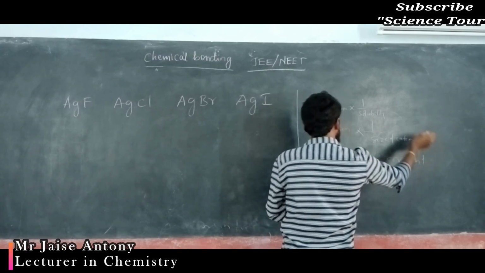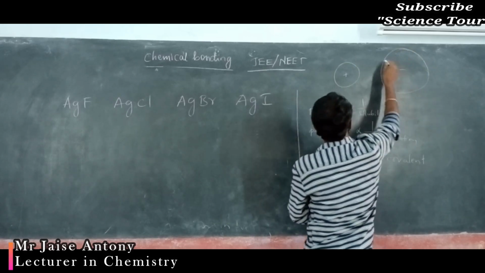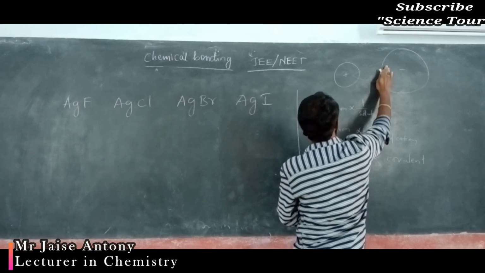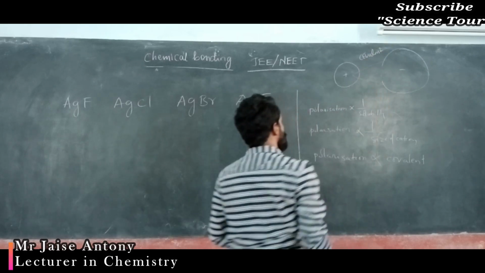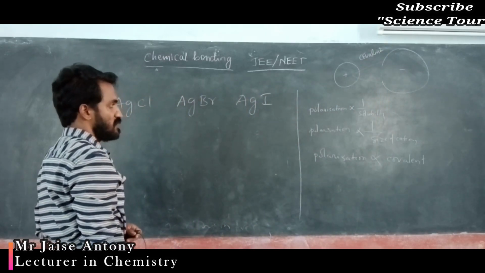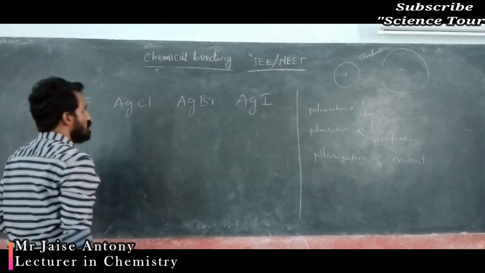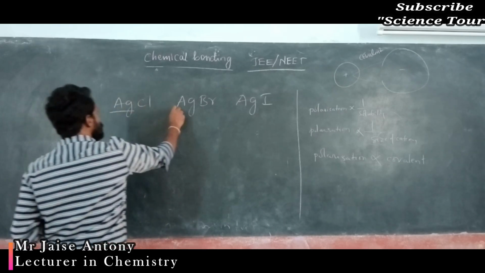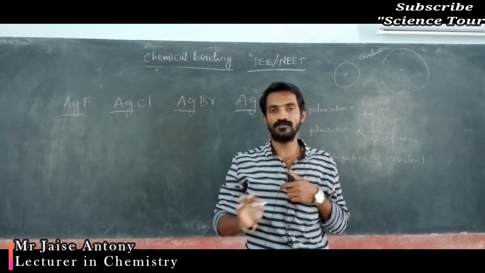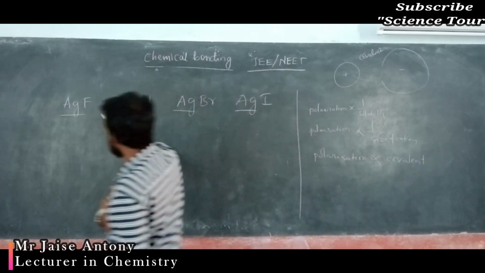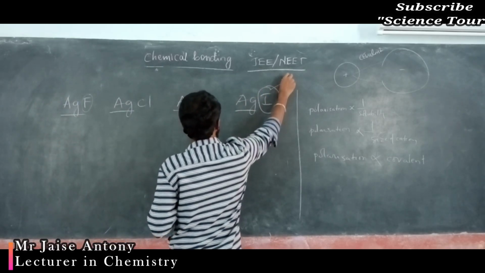That means this is the cation, and this is the anion, bigger in size. The more the polarization, the more the covalent nature. That is actually given. So by seeing that, you tell me, my dear students, which one has the highest? Here the size of the cation is constant. For the anion, the fluoride size is smaller, and the biggest one is iodide.